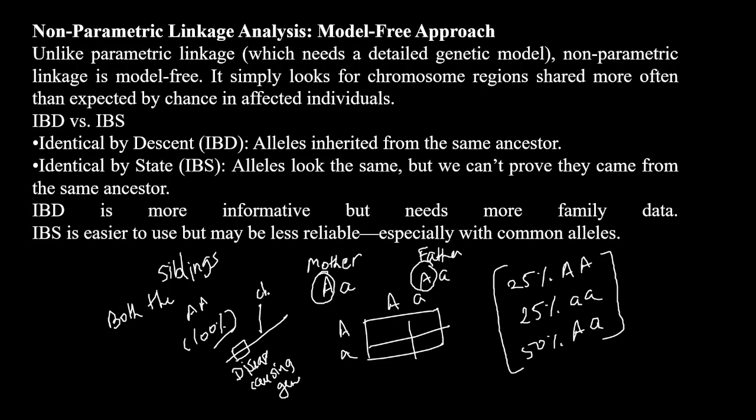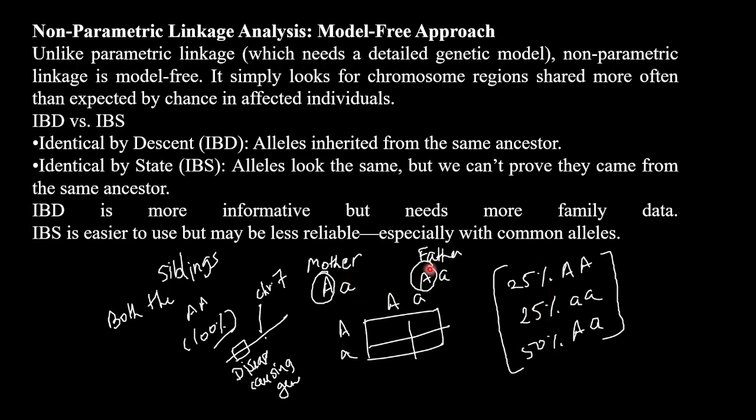So let's say this is the chromosome, let's say chromosome number 7. You find it out and you can see that this chromosomal region is shared more than 25% in both of these siblings. Then you can say this could be because of the presence of a disease susceptibility gene near this region of the chromosome. So this is known as the identical by descent method.